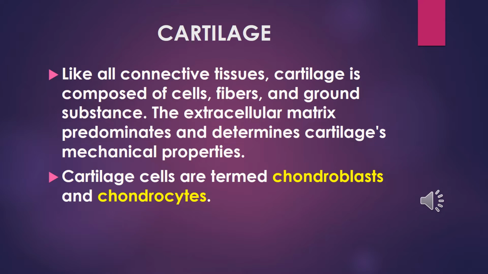Similar to all types of connective tissues, cartilage is composed of cells and extracellular substance, or extracellular matrix. In the extracellular matrix there are specific elements. First of all, it's fibers and ground substance. Cells in cartilage are represented by two types of cells, chondroblasts and chondrocytes.